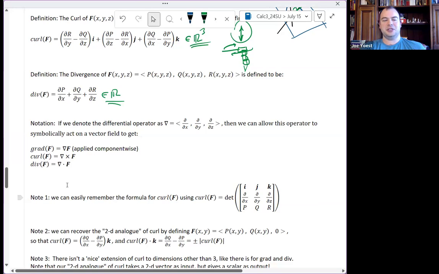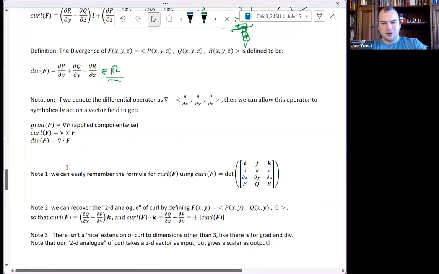And the divergence is like grad dot f. It's like the dot product of this vector with this vector. I multiply, in a sense, or I apply partial with respect to x to the function p, partial with respect to y to the function q, partial with respect to z to the function r, and then I add them together, and that's exactly what my divergence is. So again, note one is just really saying, what do we mean when we say something like this? It's a little clear what we mean when we say something like this, but a little less clear there.